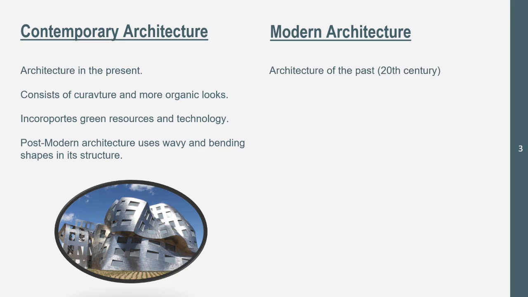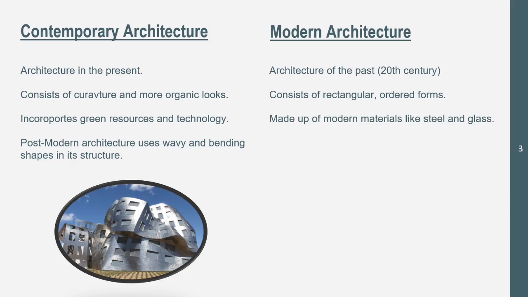Now let's get into modern architecture, which is basically architecture of the past, especially the 20th century, which consists of rectangular ordered forms, and is made up of modern materials like steel and glass. And we do see some glass. We don't know what metal this building is made out of, but modern architecture is primarily made out of steel and glass. These are primarily made in factories. Factories harm the environment, and we won't see that much with contemporary architecture. We would see green materials.